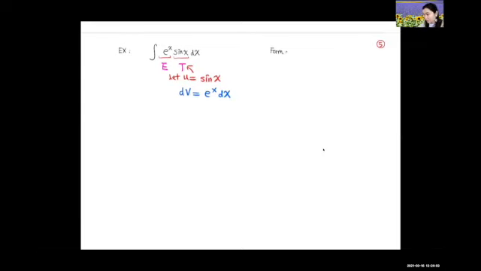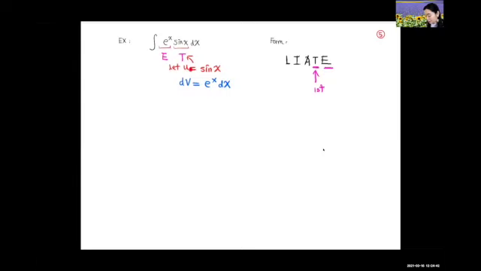Remember for integration by parts, what was the order? We choose u by going down the order, L-I-A-T-E, right? So we want u to be this trig function, because trig function comes before exponential function. So you want u to be the trig function, which is sin x over here, first. That's why we choose u to be sin x.